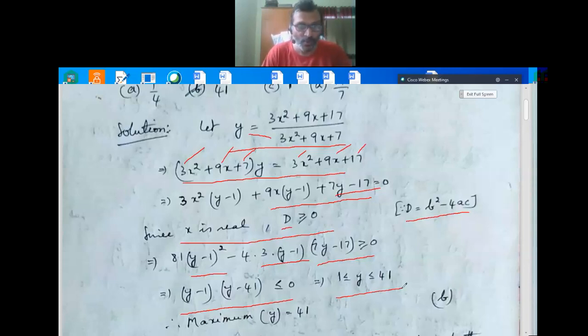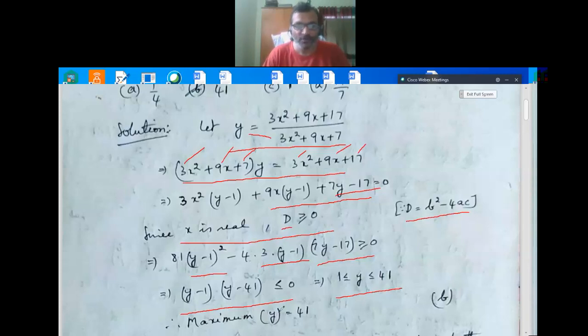So I can say that y is in between 1 and 41. Otherwise also you can see, because the product of y minus 1 and y minus 41 should be less than or equal to 0, the product should be negative, so y should be in between 1 and 41. If you want, you can take some value. Suppose I take 2: 2 minus 1 is 1, 2 minus 41 is minus 39, so negative, like that.